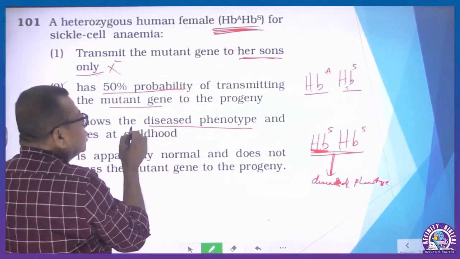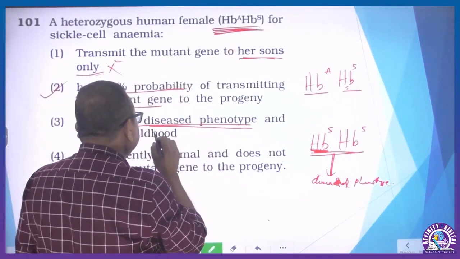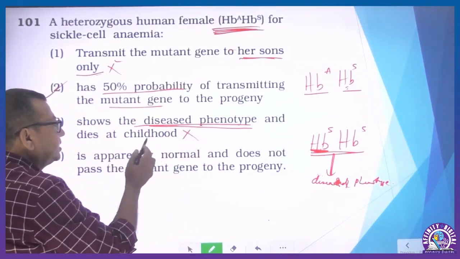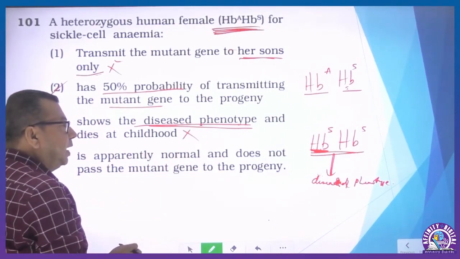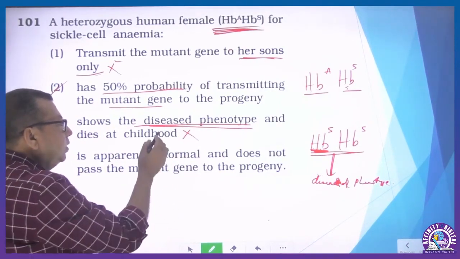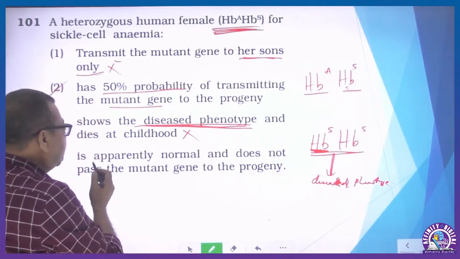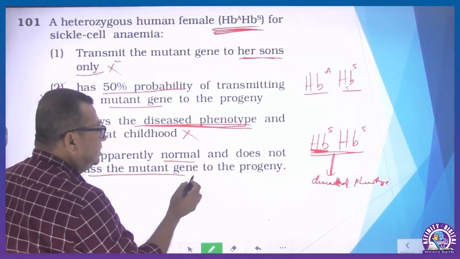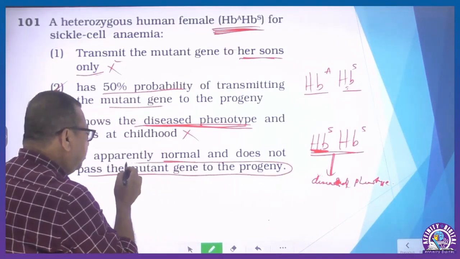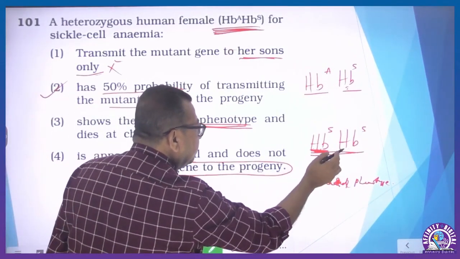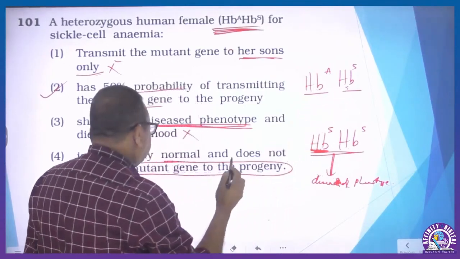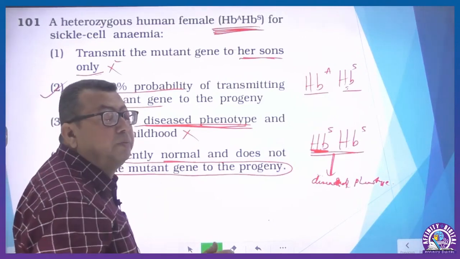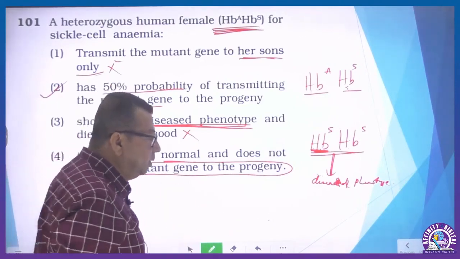So here, shows the disease phenotype, this is wrong. Carriers are phenotypically normal, apparently not affected. The next option is apparently normal and does not pass the mutant gene to the progeny. They pass the mutant gene to the progeny, both to the male progeny as well as female progeny.